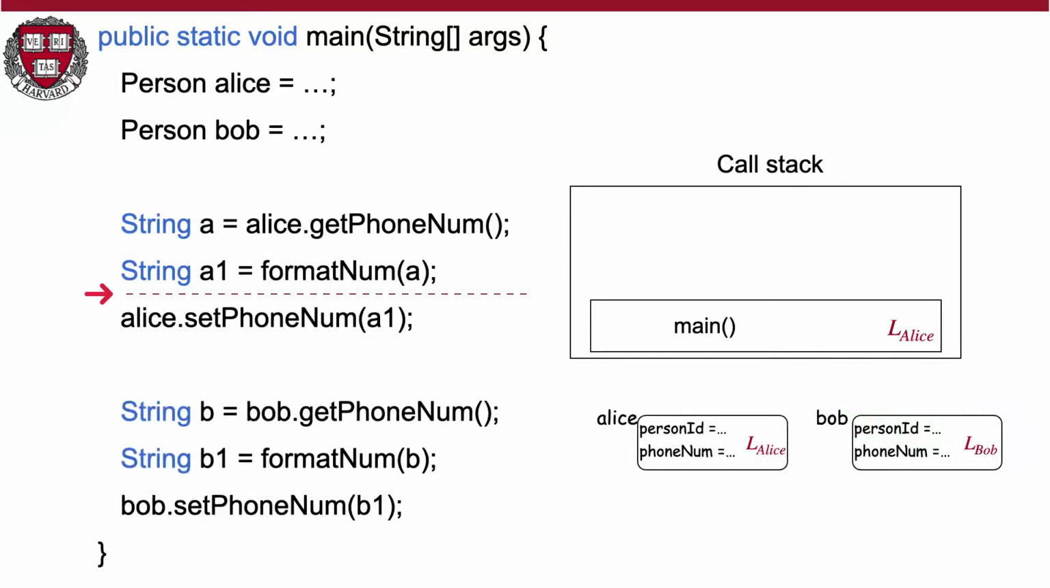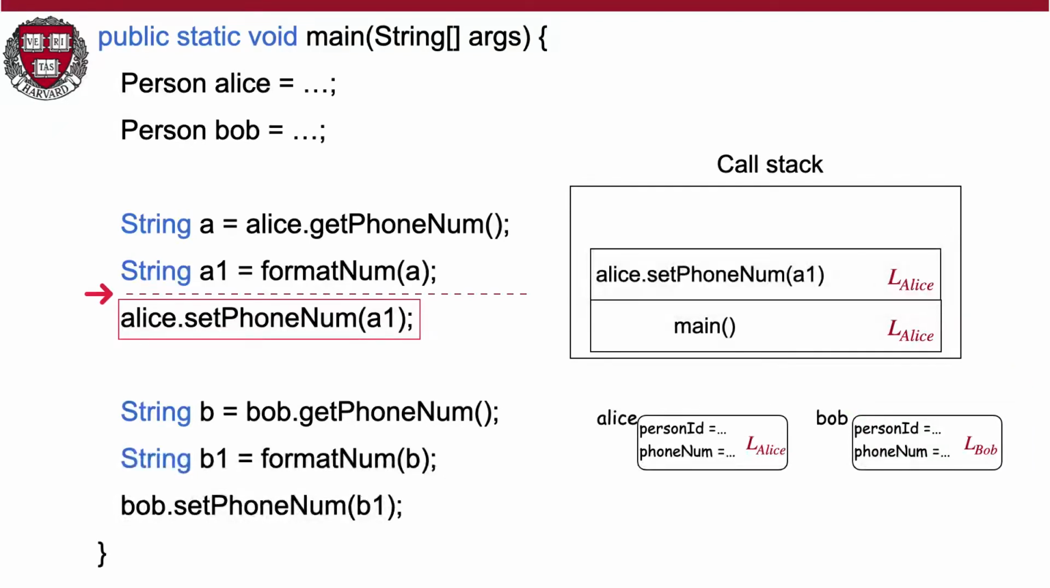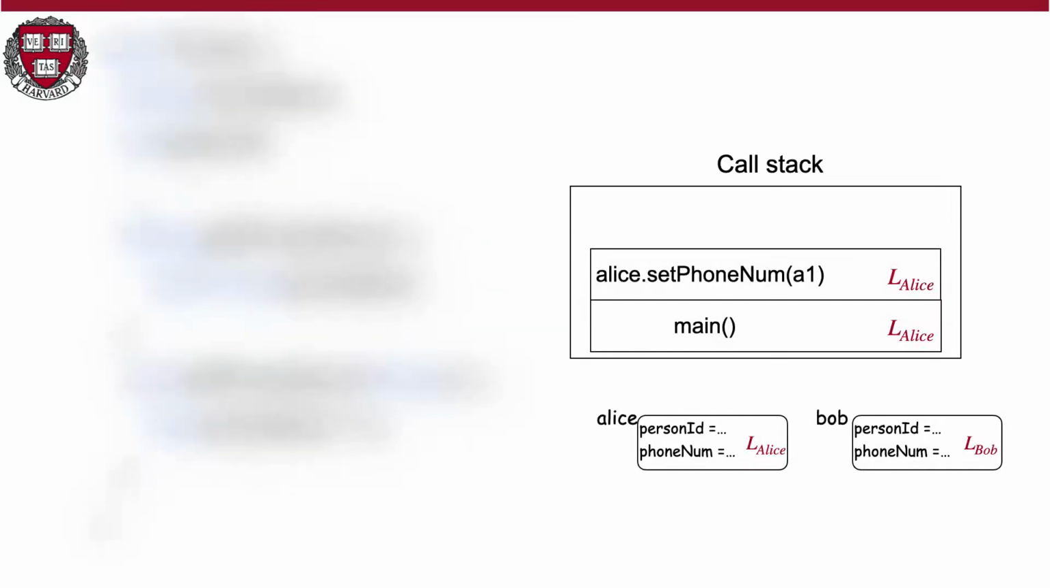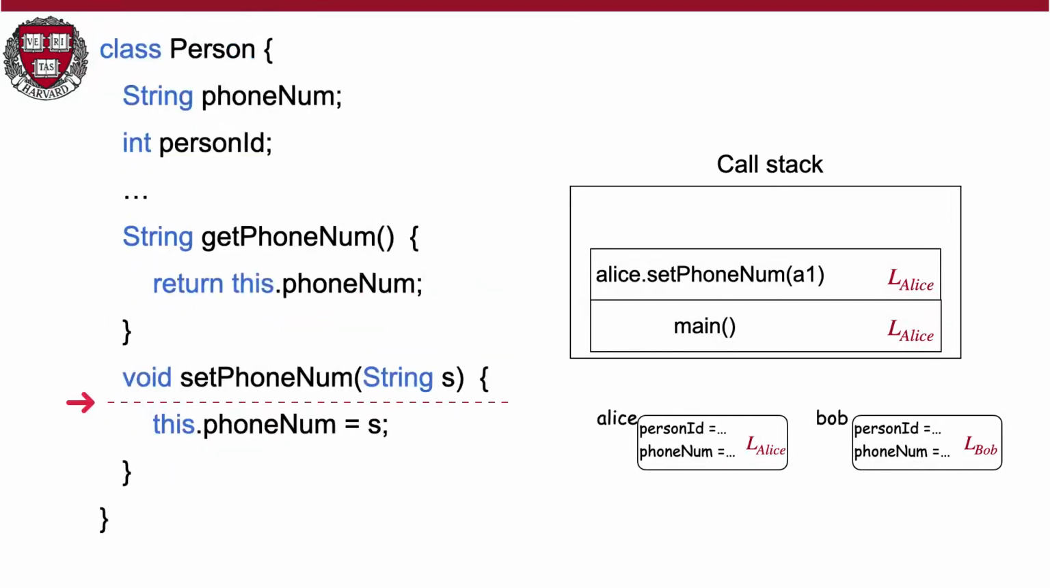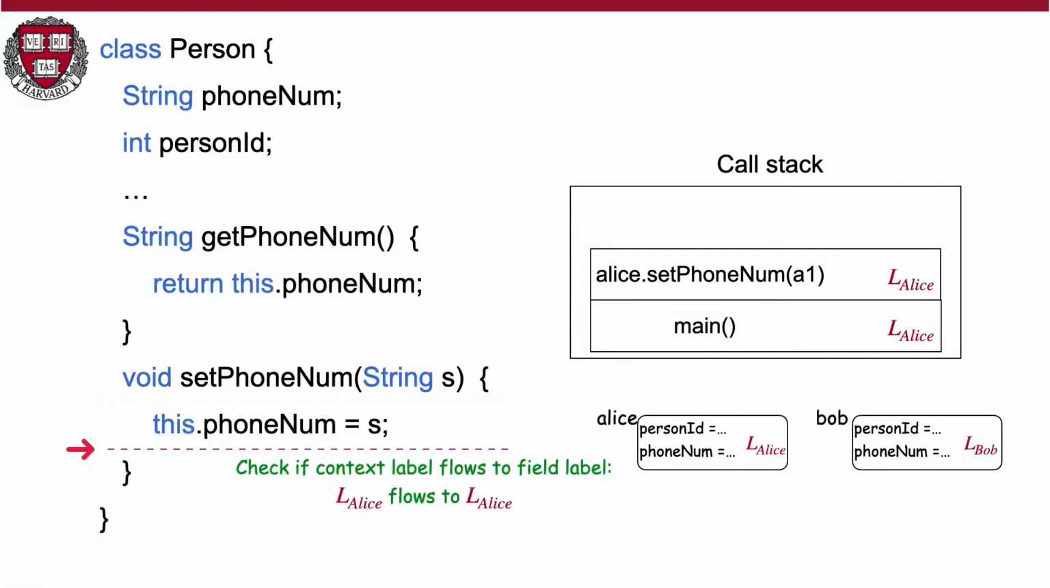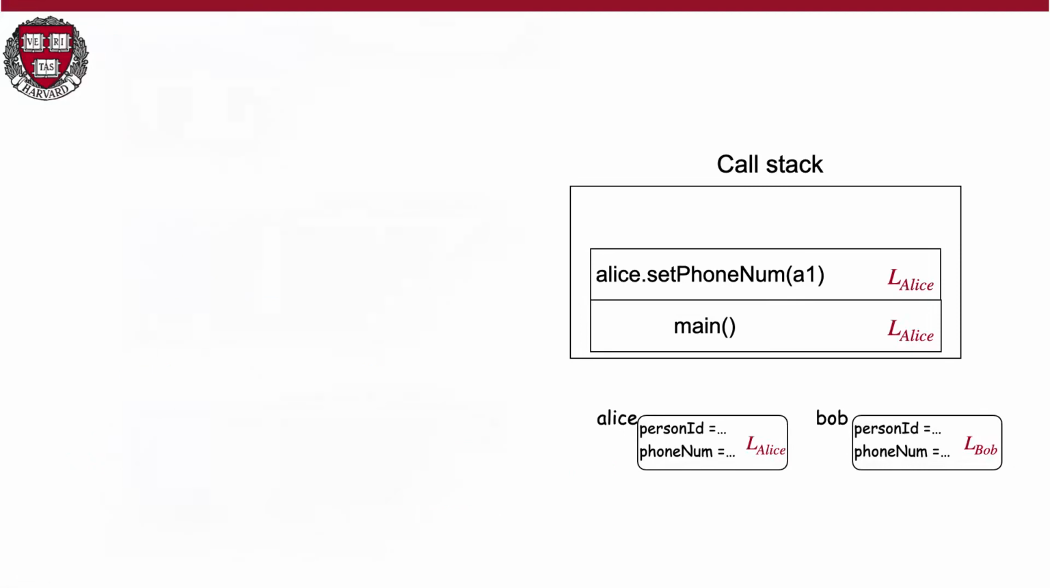Continue execution. Alice setPhoneNumber is called to update the phone number. It creates a new container with context label LAlice. Inside the callee container, the method call tries to store the newly formatted phone number into a field of object Alice. When data is stored into a field, the object's field label must be an upper bound of the context label. Here, the field label of object Alice is LAlice. The context label is also LAlice. The field write succeeds and the method call returns.